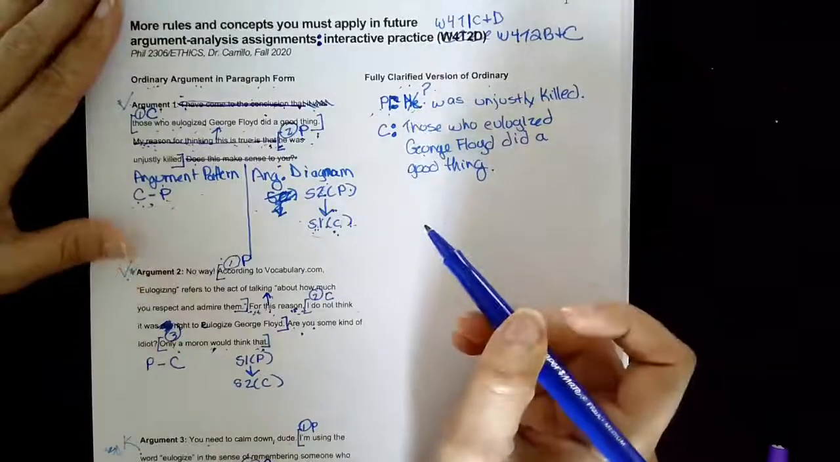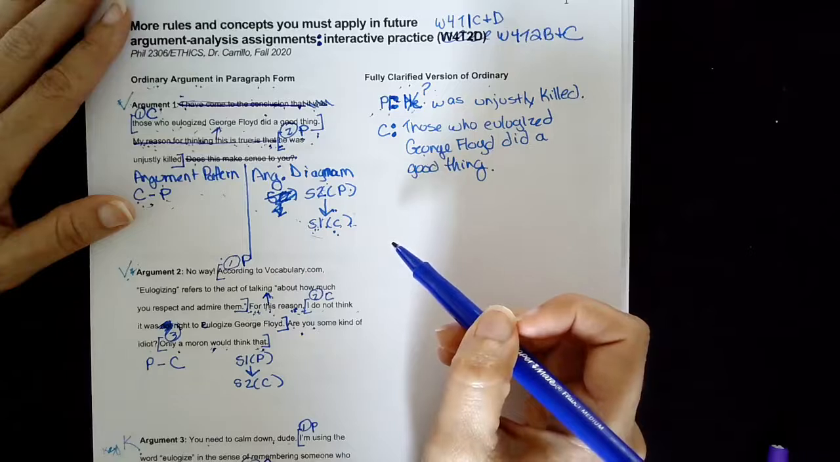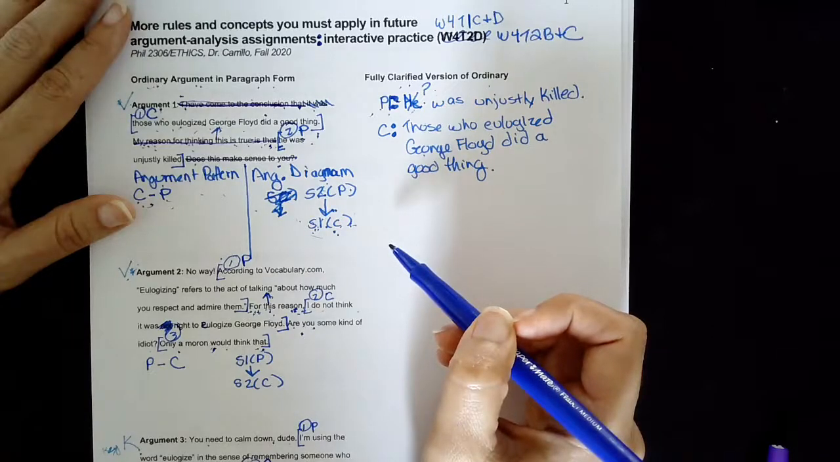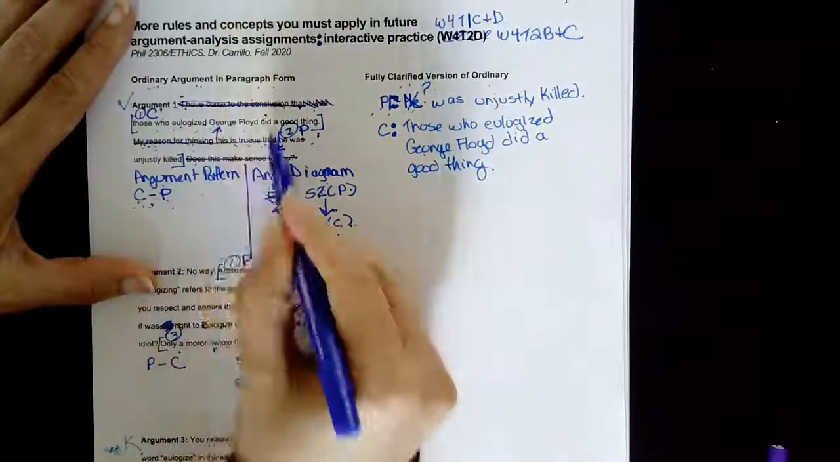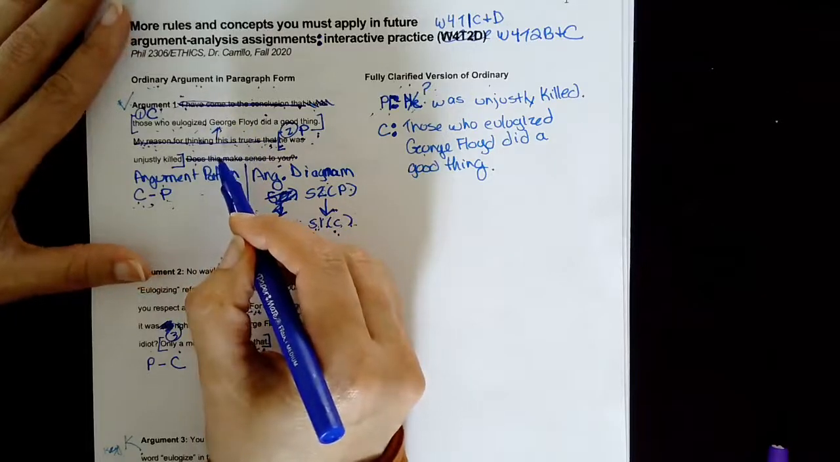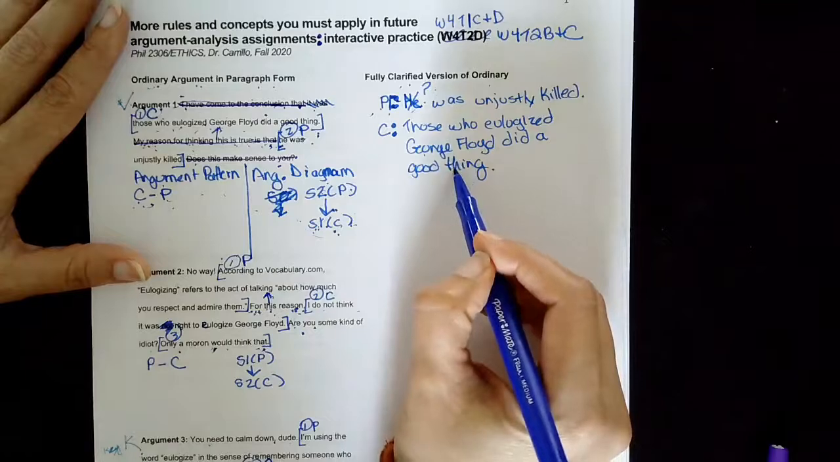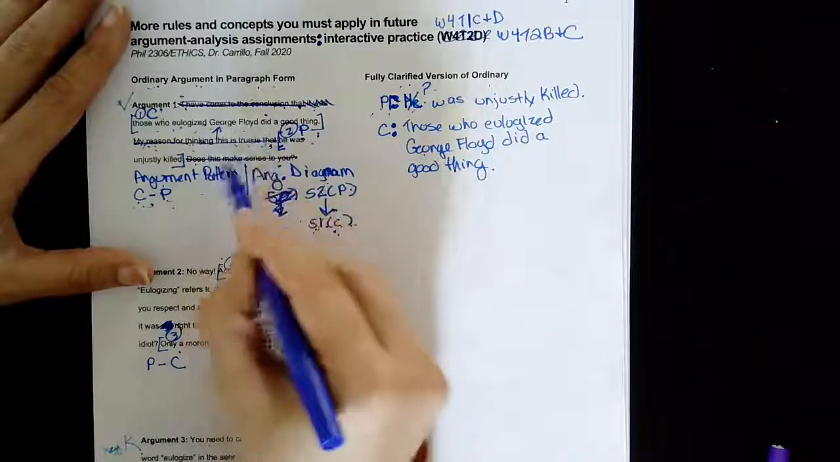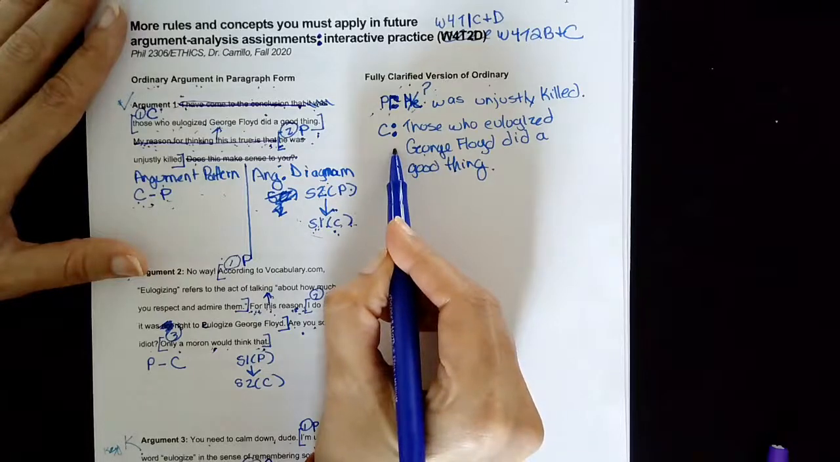Remember, the definition of a clarified argument is to make the core logical features of an argument transparent. Super obvious. There's nothing wrong with this. This is beautifully constructed. I love it. This is how I like you to construct your arguments in paragraph form. But that's not what we're concerned with when we're clarifying an argument. We're trying to boil this down to its core logical essential features.